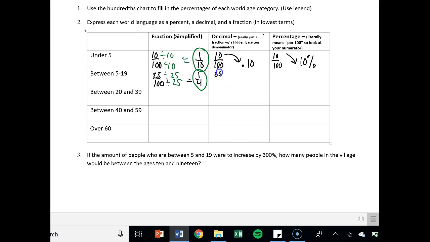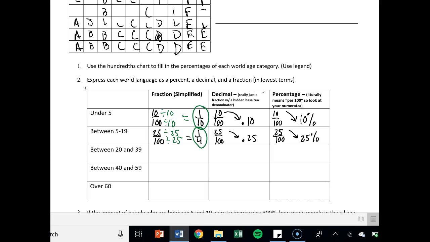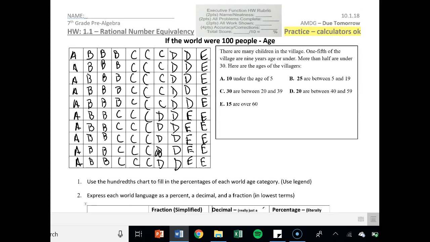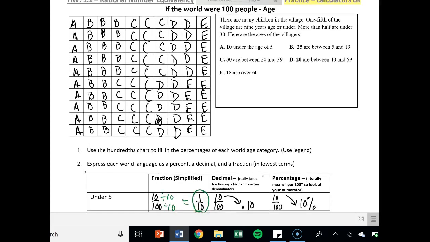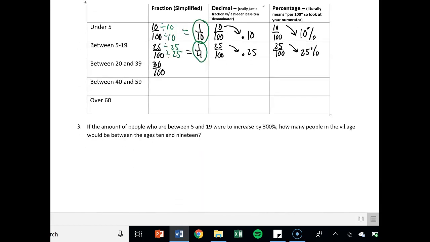Then go back to the fraction. It's 25 out of 100, so 1/4 is really 0.25. And then per 100, 25 out of 100 is obviously 25%. Right. Between 20 and 39, that's 30 people out of 100. Between 40 and 59, that's 20 and then 15. So 20 people are between 40 and 59, and then 15 people are over 60.